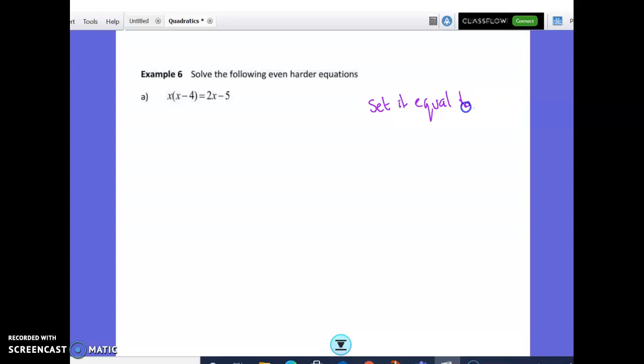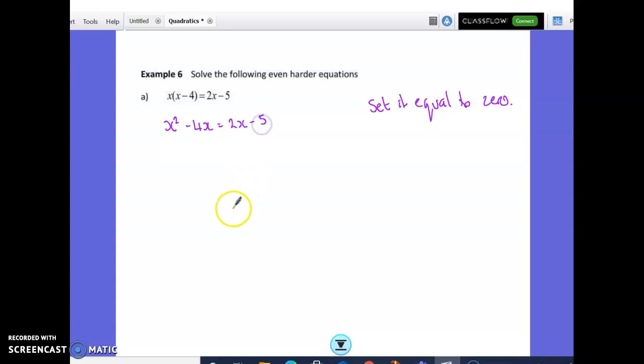It's the only way to solve a quadratic equation, because 0 is the only number that has that property when you multiply. Otherwise, it could be any number at all. Okay, it has to be equal to 0. So we need to start by rearranging this equation to get it equal to 0.